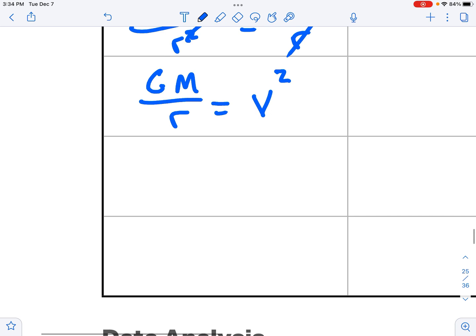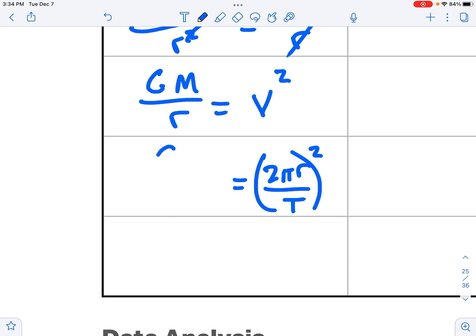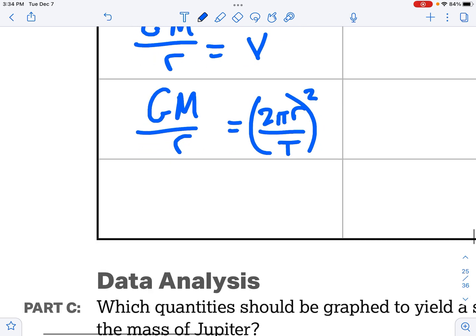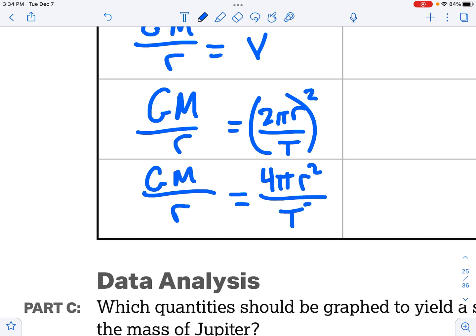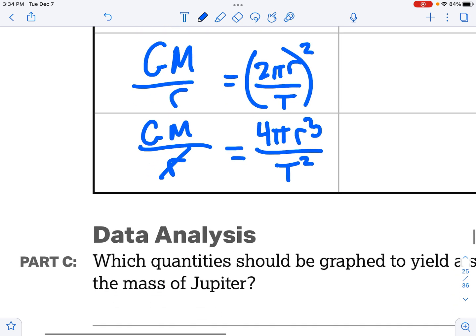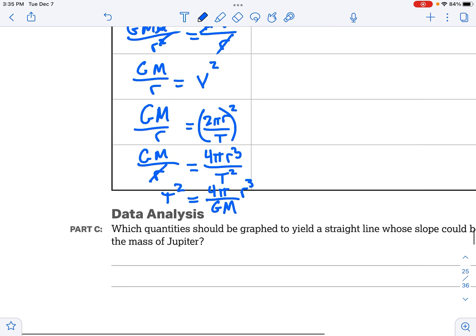I'm going to plug in that v is equal to 2 pi r over the period. And let me, okay. I'm not going to finish in the number of steps they gave me, but that's okay. So T squared is equal to 4 pi squared r cubed over G big M. All right.